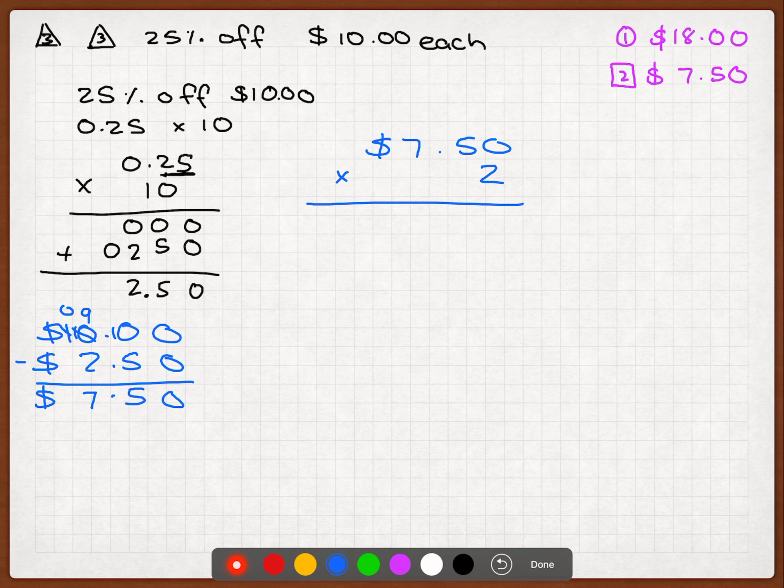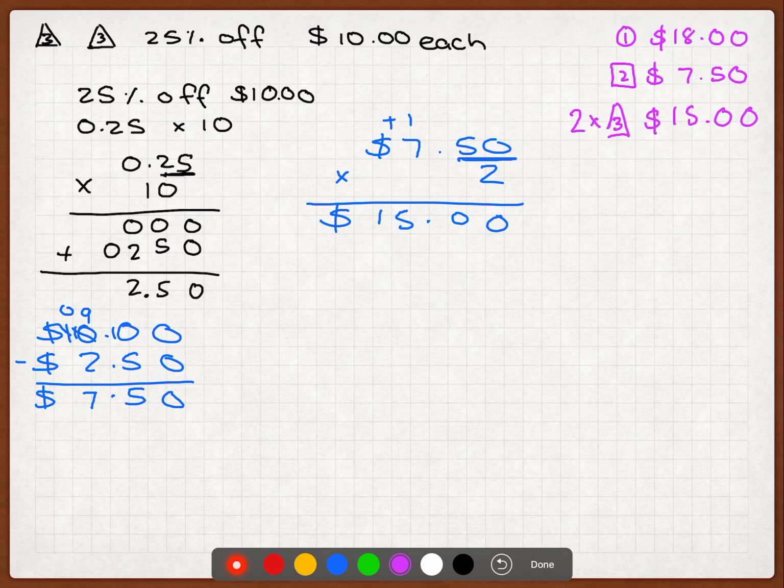We go 2 times 0 is 0. 2 times 5 is 10. 2 times 7 is 14 plus 1 is 15. And we're going to have 2 decimal places in the question, so it's 2 decimal places in the answer. And now we have the price for 2 items. So we're going to add that to the side here. For item 3, 2 of them. 2 times item 3 is $15.